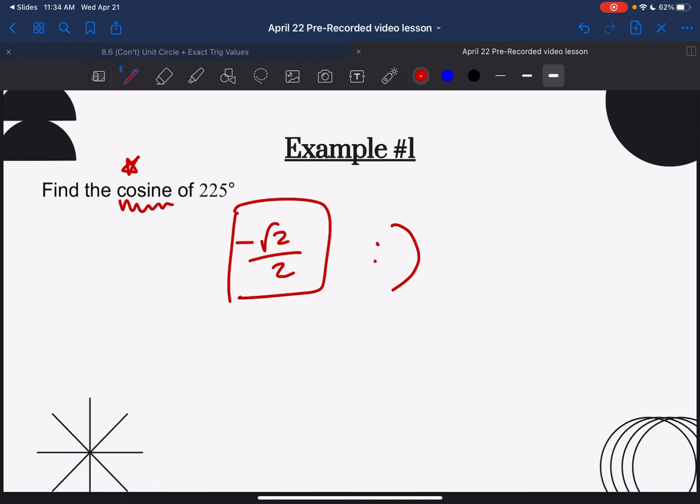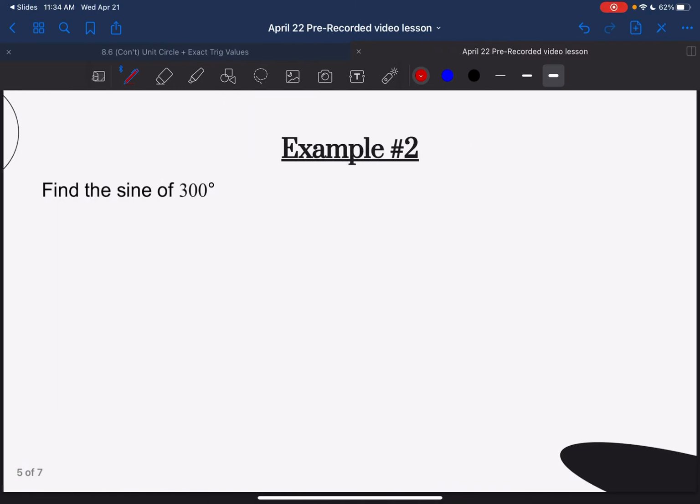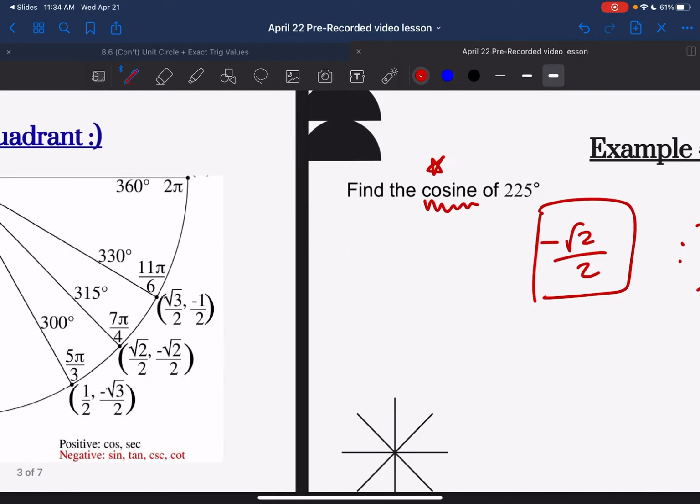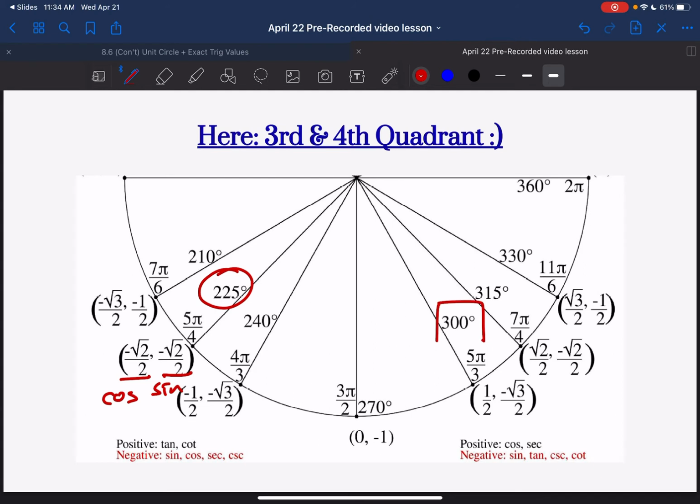So make sure you have the completed unit circle chart with you during the module 8 test or final exam because you just have to read. Next example, find the sine of 300 degrees. Okay, so I am going to find 300 degrees. It should be in your fourth quadrant right here. And they're asking for sine. Sine will be your y value, so the second one. So it's negative root 3 over 2.